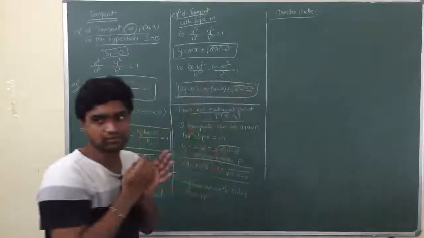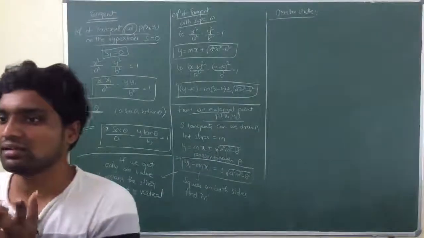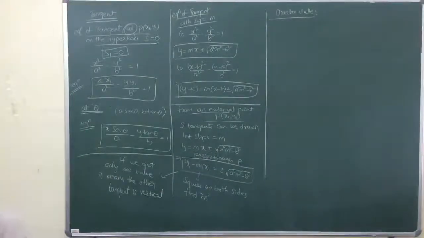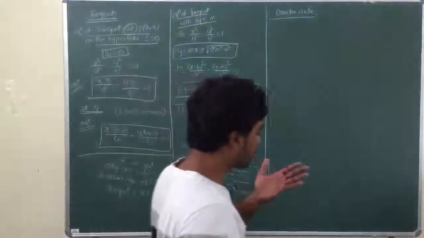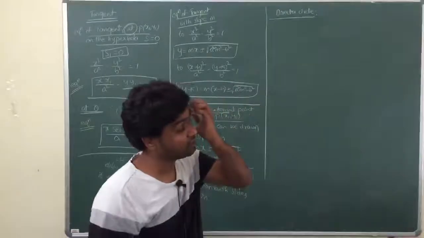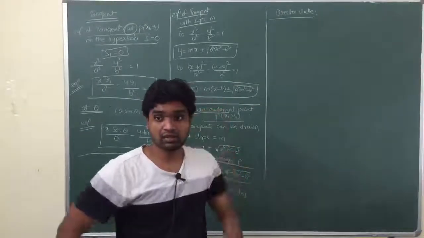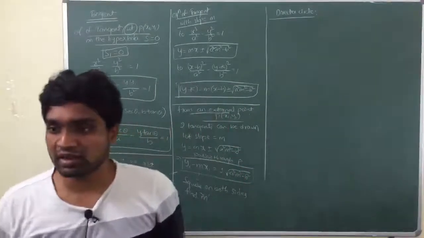What is the definition of director circle? What is the equation of director circle in ellipse?